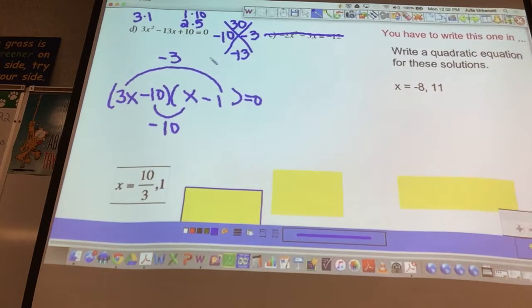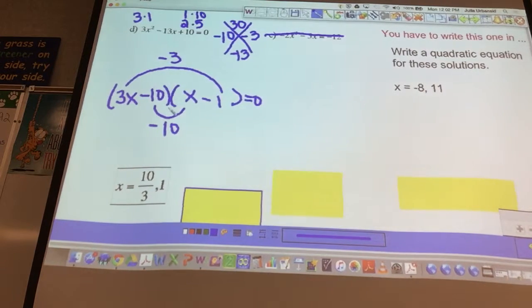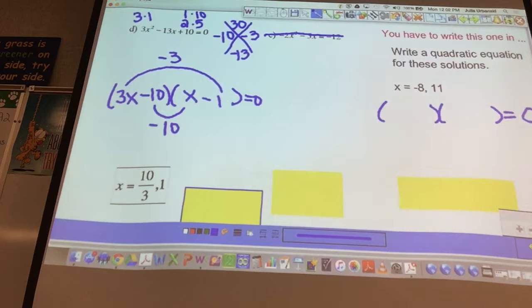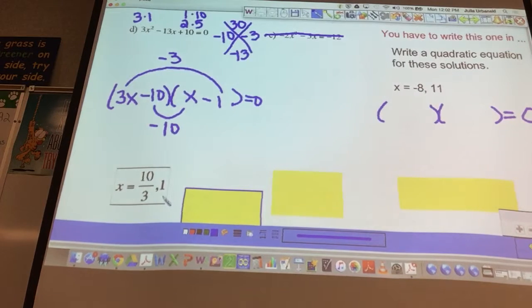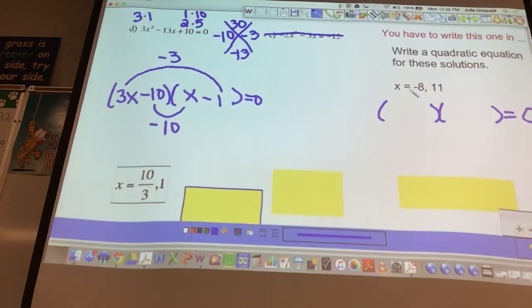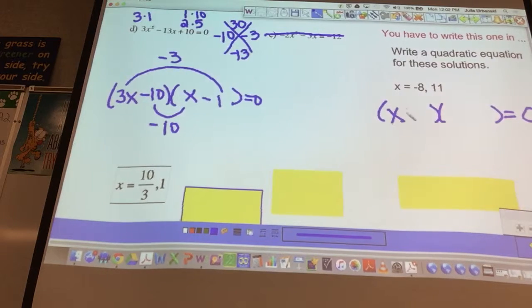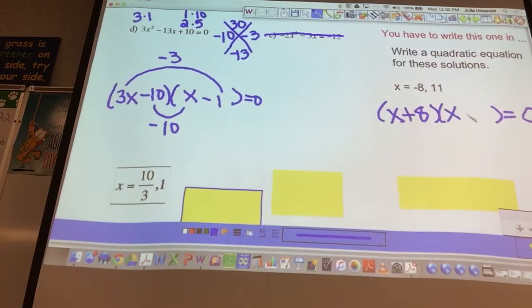Okay, but let's try going backwards. Where did these answers come from when we did it? From the parentheses, right? So let's take this and go backwards. Let's write parentheses equals 0. Right. They gave you the solution, and like you said earlier, we have to make sure we go with the opposite sign. So it's not going to be x minus 8. It's going to be what? x plus 8. And x minus 11.